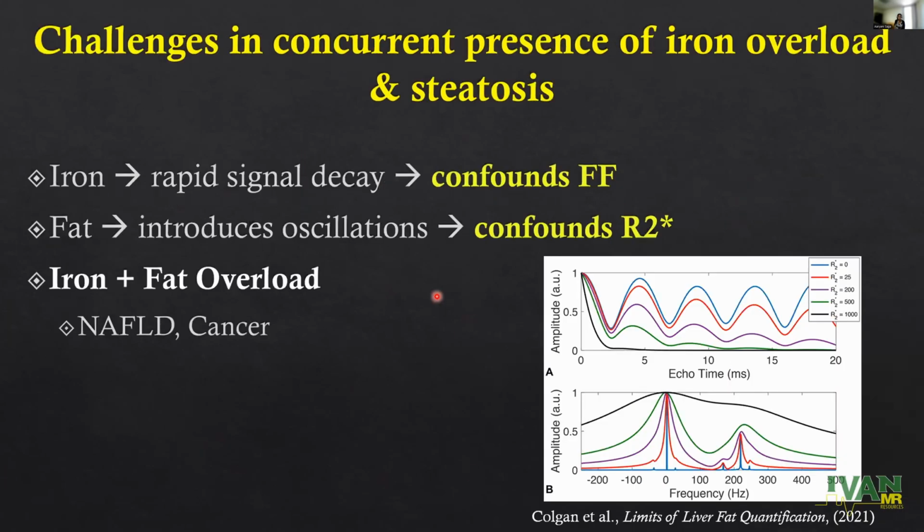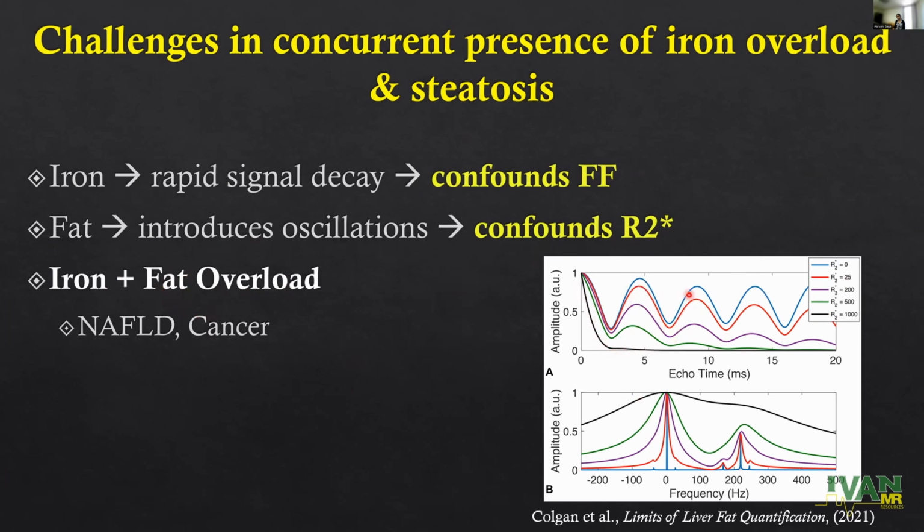As I said, there are challenges in the concurrent presence of iron overload and steatosis. Iron would confound fat fraction measurement, and fat would confound R2*. And there are also diseases where both can coexist. Here, these are the signal decays, and you see that the higher the R2*, you no longer see the oscillations. This is a fat fraction of 20%, and you don't see the oscillations when there is iron here.